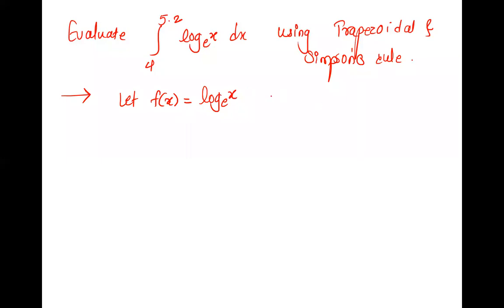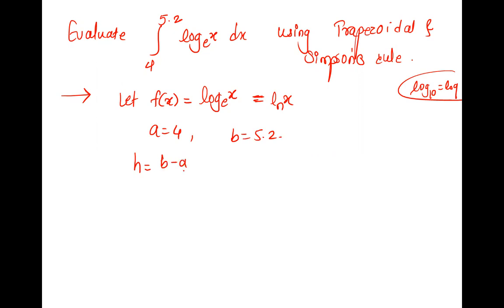Do you know what is log to the base e? It is ln, natural log. And log to the base 10 is just simple log. So it is given ln. Okay, and a is 4, b is 5.2. And h is defined as b minus a upon n.